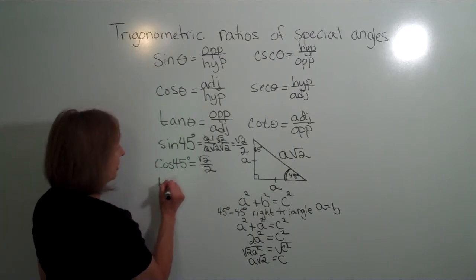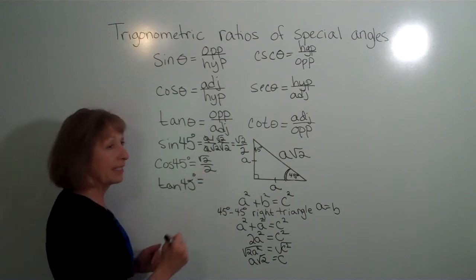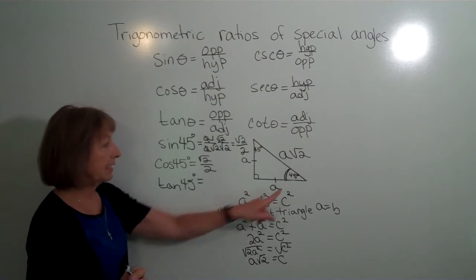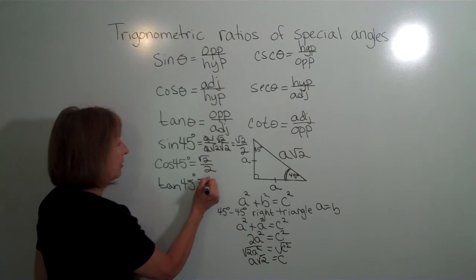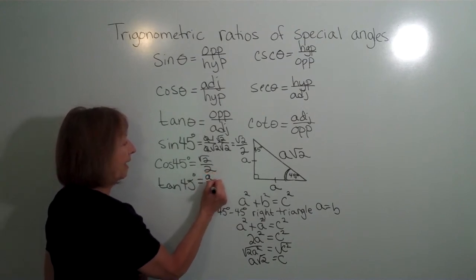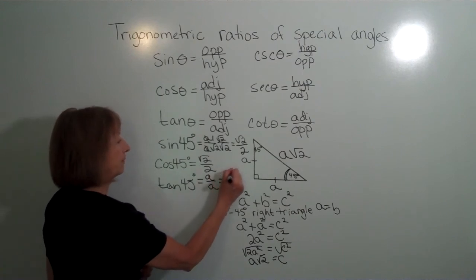How about the tangent of 45 degrees? Well, for the tangent of 45 degrees, it's opposite over adjacent. So that's just going to be A divided by A, but a non-zero number divided by itself is just 1.